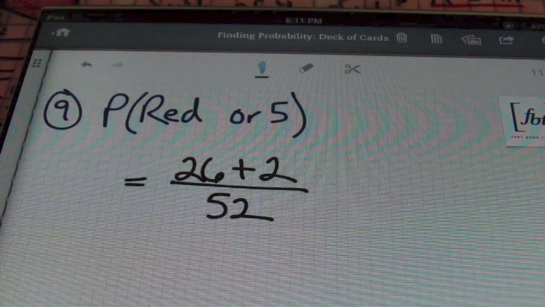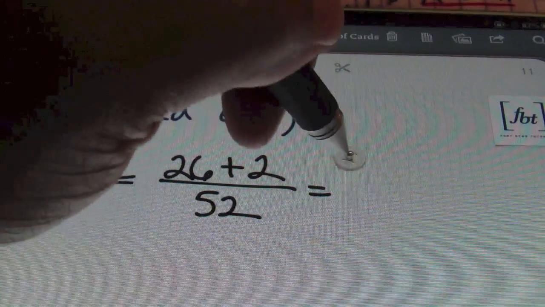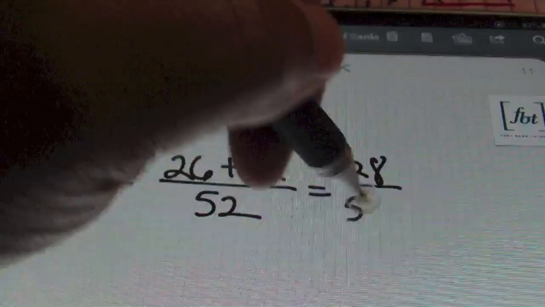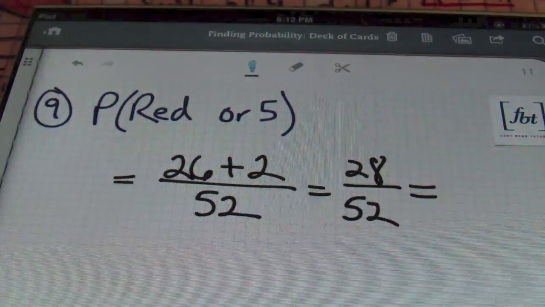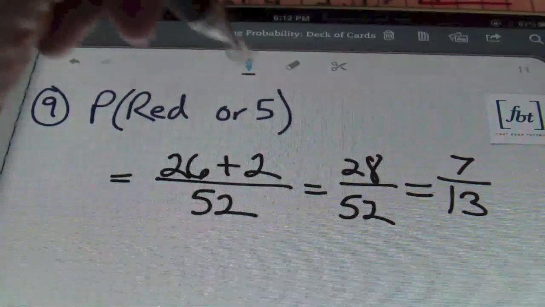Then let's sum it up in the numerator and simplify. 26 plus 2 gives me 28 over 52, and I can reduce both of these numbers by 4, and that's going to give me 7/13, and that's the answer. Just like that. All right.